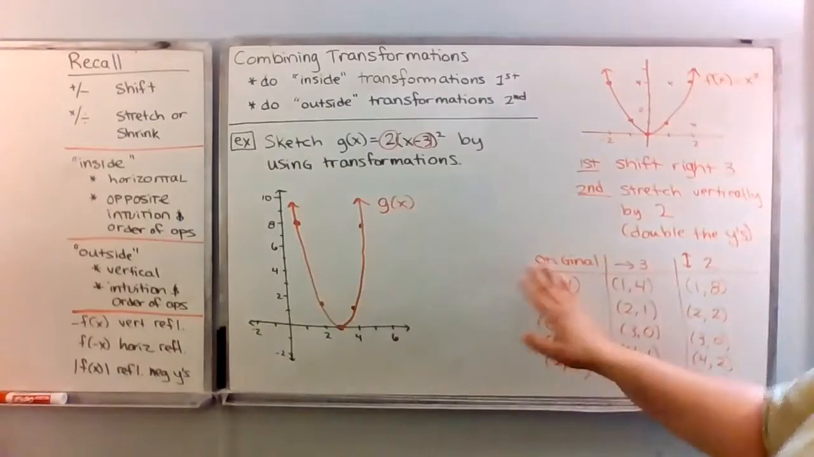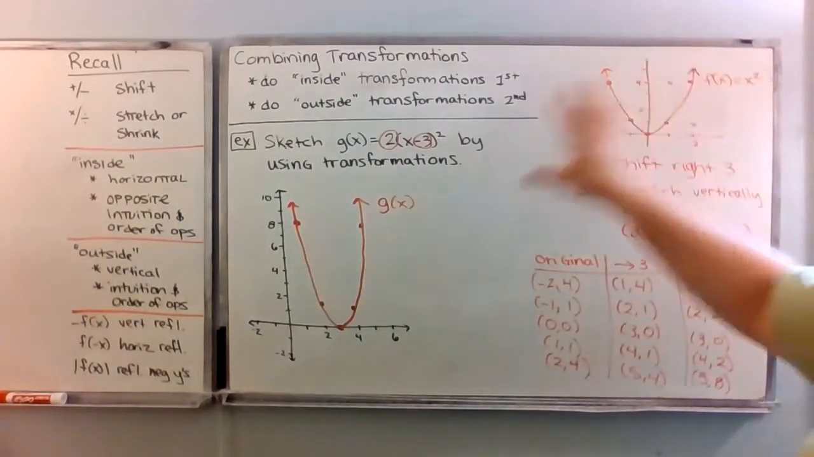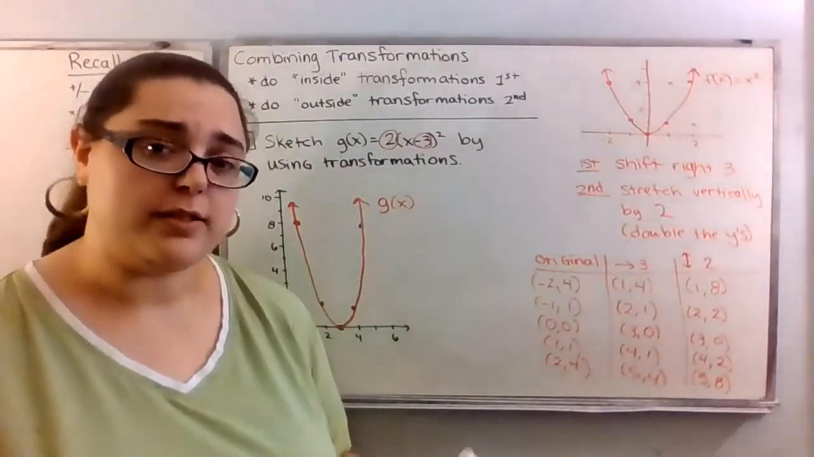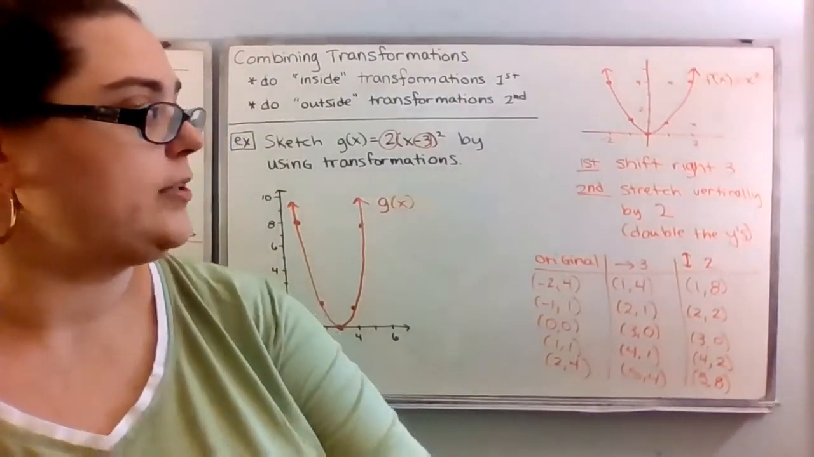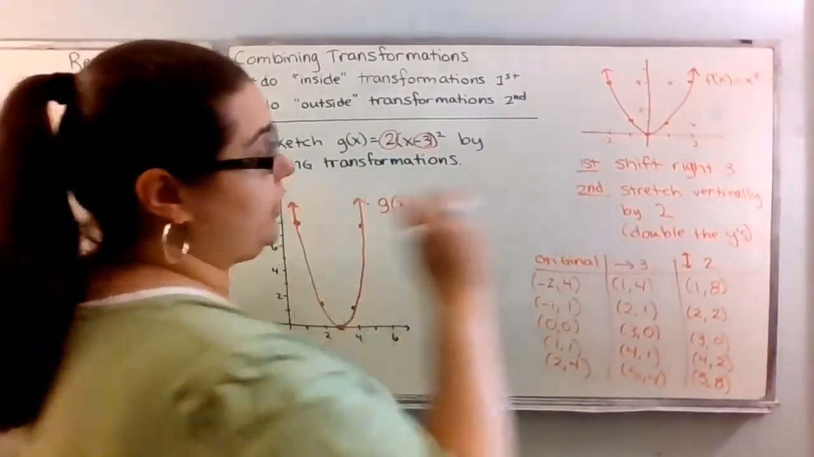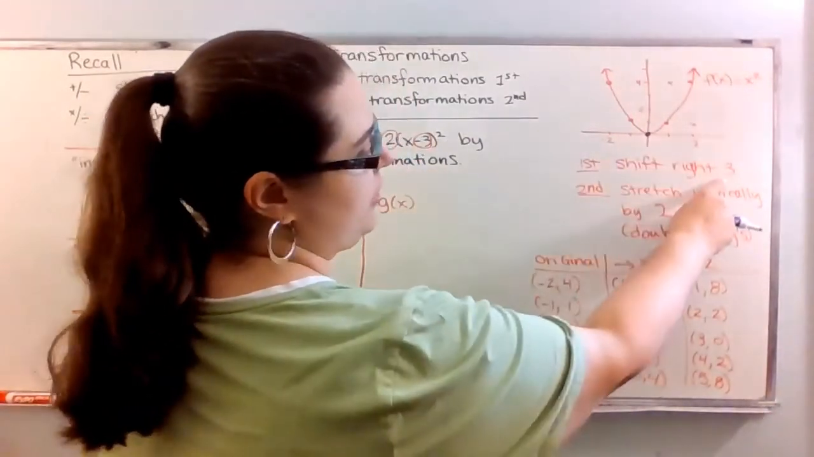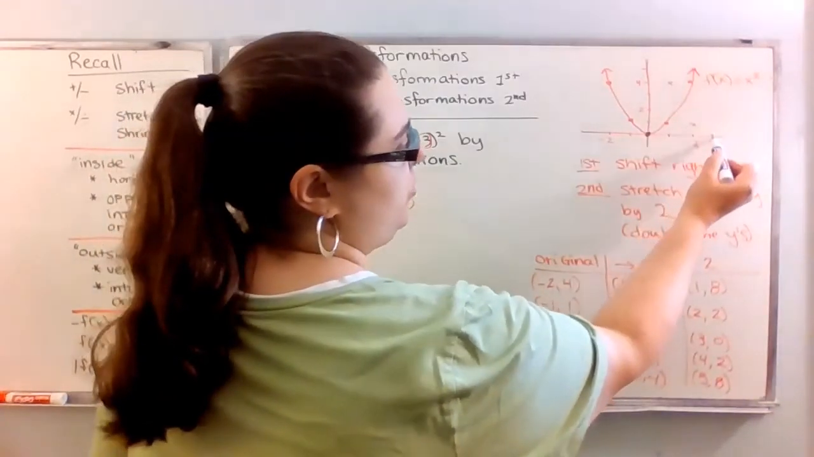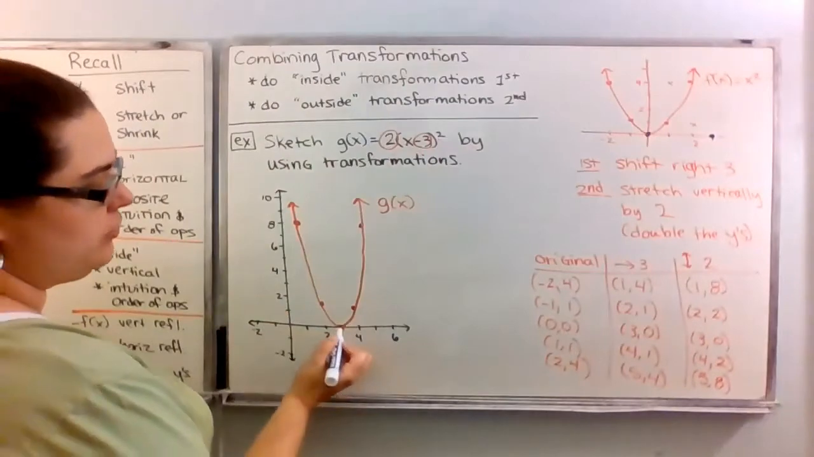So if you bypassed this table section and you just went kind of visually from here to here, how did you do? Did you get the same graph, or was your graph a little bit different? It should be the same. So let's check just a couple points. For instance, this point here, (0, 0). If I were to shift that right by 3 and then double the y, it would end up at 1, 2, 3, 0. So it would end up at (3, 0). This one here.